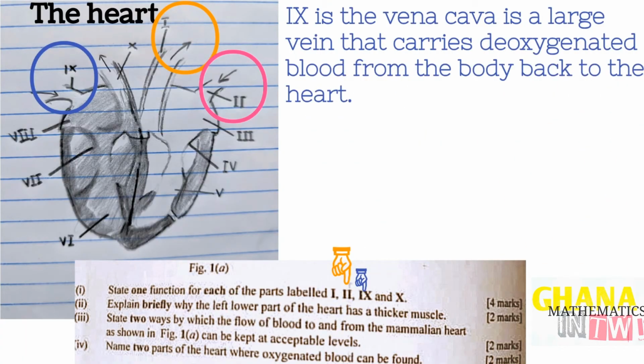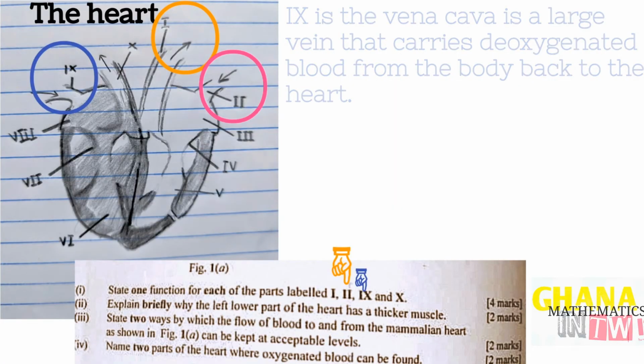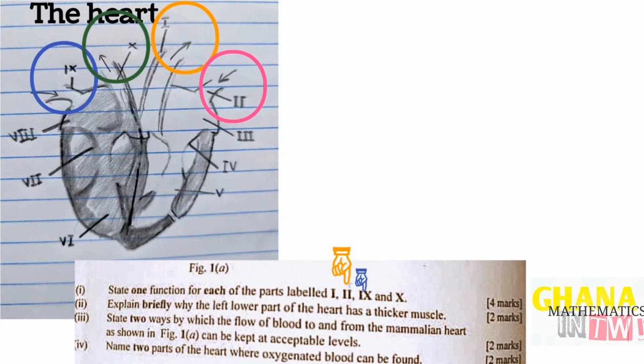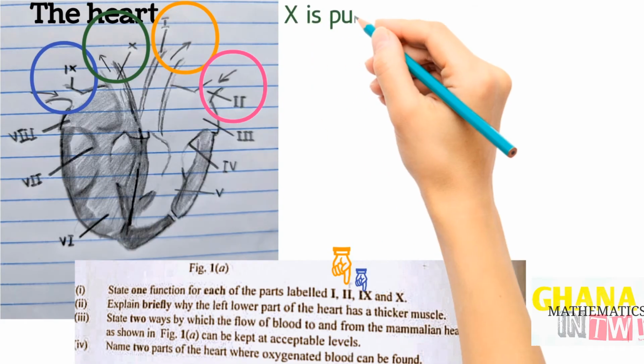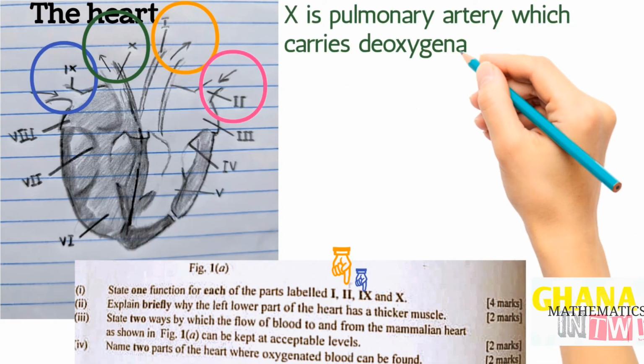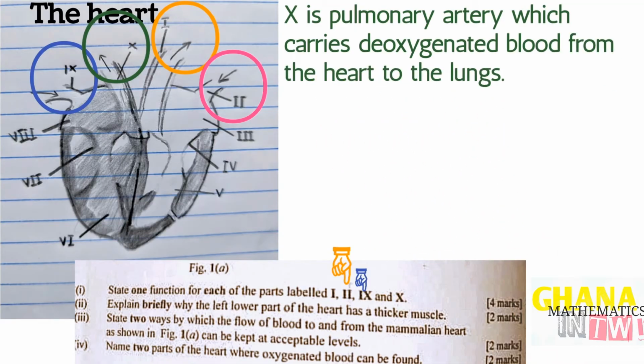The vena cava is a large vein that carries deoxygenated blood from the body back to the heart. We have oxygenated blood and deoxygenated blood. Oxygenated blood is oxygen-rich blood, and deoxygenated blood is oxygen-poor blood, which has a lot of carbon dioxide. Then the pulmonary artery, which is the S, carries deoxygenated blood from the heart to the lungs.